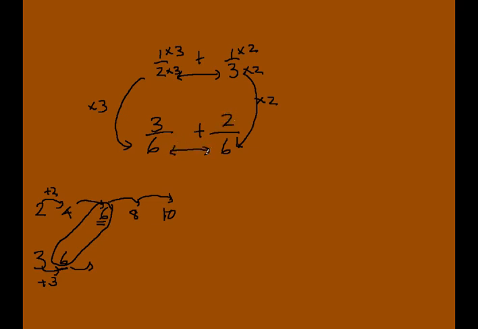Now they have the same denominator. What was the rule when they have the same denominator? You keep the denominator the same, and you just add the top. So we're just going to do 3 plus 2, which is 5. And that's your final answer. Let's look at another example.